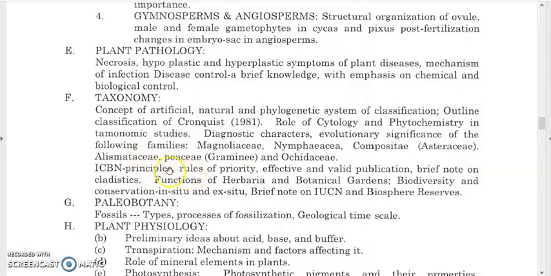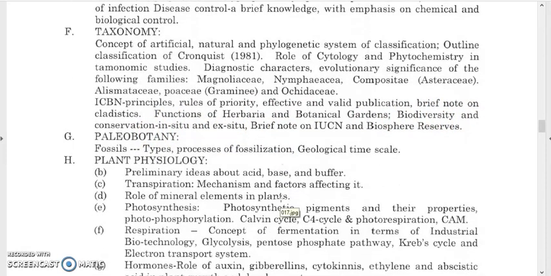ICBN, the International Code of Botanical Nomenclature: principles, rules of priority, effective and valid publication, brief notes on cladistics, functions of herbarium, botanical garden, biodiversity and conservation, in situ and ex situ conservation, brief note on IUCN and biosphere reserve. Paleobotany, fossils part: types of fossils, process of fossilization and geological time scale.